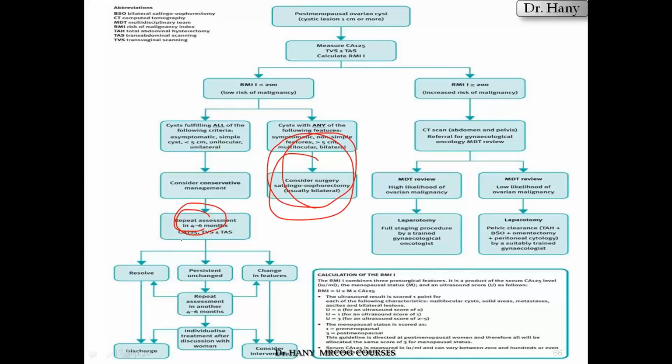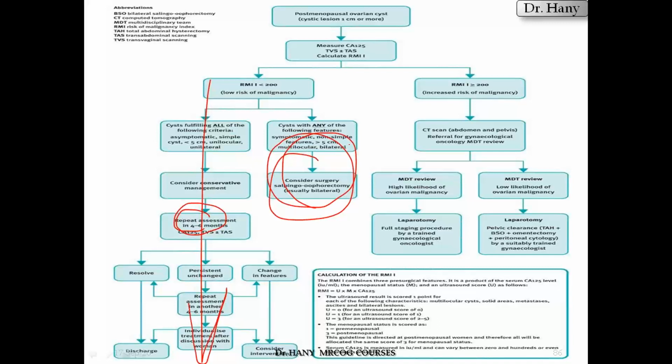But if persistent and unchanged for 1 year, individualize the treatment. So the woman has an asymptomatic, simple, unilateral, unilocular cyst for 1 year: ask her wishes. She would like to continue or be discharged, or she would like surgery to remove it. So individualize the treatment, either discharge or treat the woman with bilateral salpingo-oophorectomy. This is almost coming here.